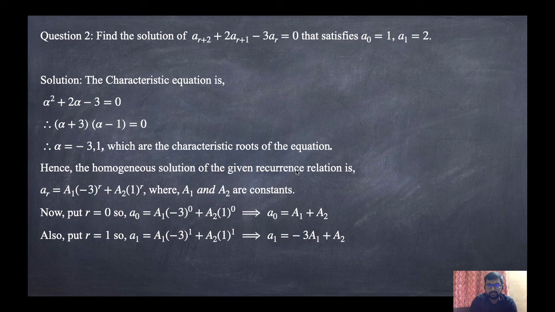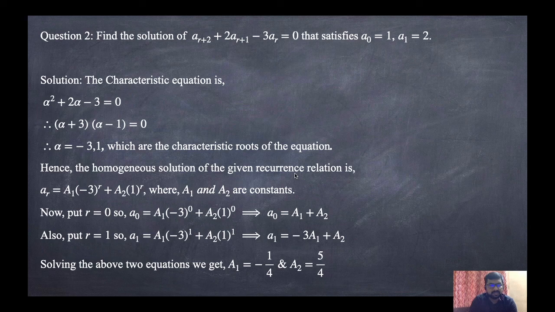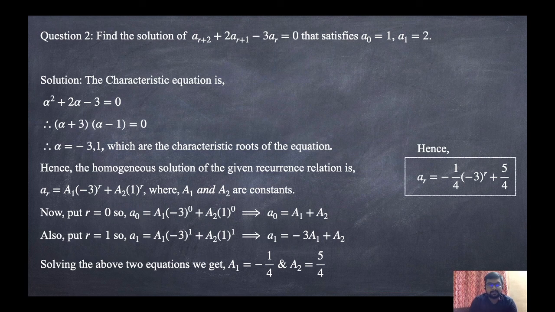So we have two equations. Now we can solve these two equations by the elimination method, that will be the easiest one. Solving the above two equations, we get A1 = -1/4 and A2 = 5/4. Now substitute these values in this equation. Hence a_r = (-1/4)(-3)^r + (5/4)(1)^r, that is 1. So this is the final answer.